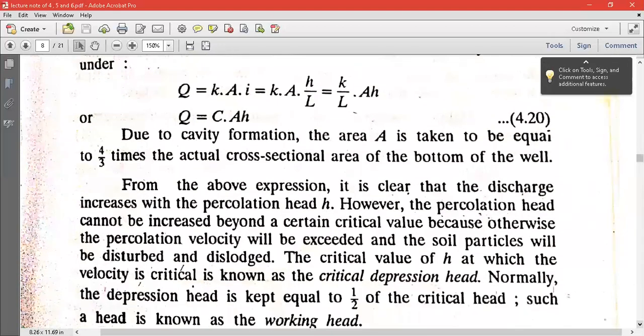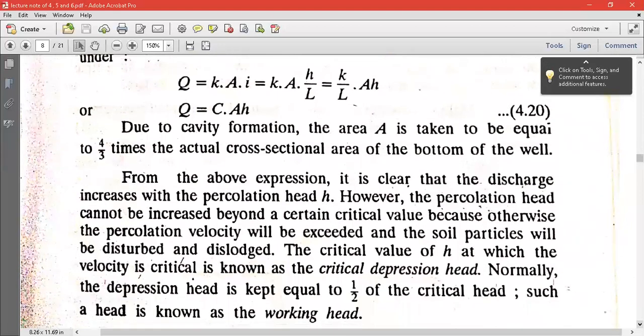From the above expression, it is clear that the discharge increases with the percolation head. The more the depression head, the more the discharge. But if we go on increasing the depression head, there will be a danger, because the percolation head cannot be increased beyond a critical value, otherwise the percolation velocity will be exceeded and the soil particles will be disturbed and dislodged. As you have seen in the bottom portion, the enlarged area, the cavity is formed.